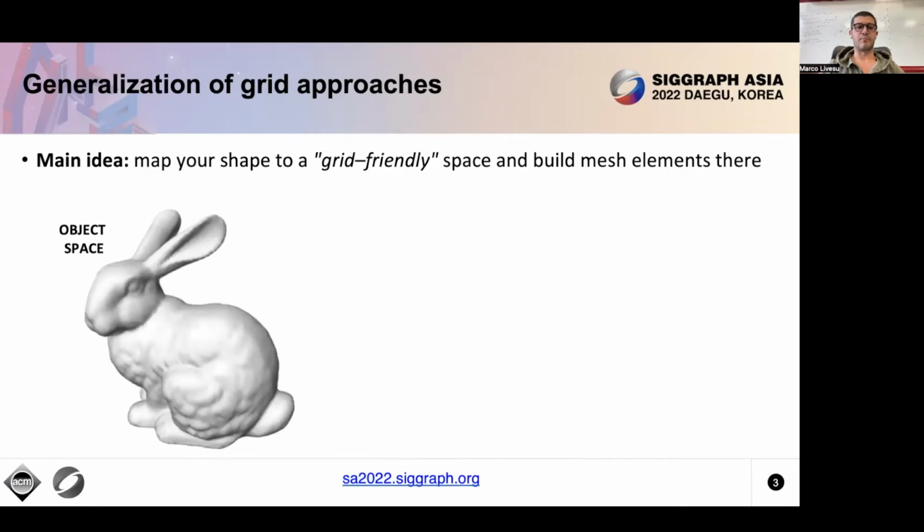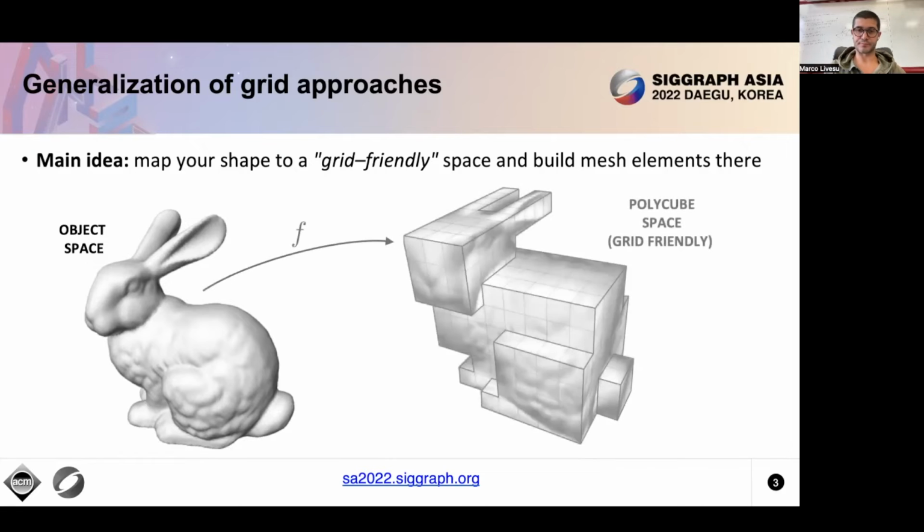So the idea behind using polycubes for hexahedral mesh generation is to generalize the grid-based approach. We've just seen that grid-based approaches take an object defined in its object space and apply a grid already in object space to compute the connectivity of a hexahedral mesh. Here, we want to be a little bit smarter. We want to take our shape and map it to a grid-friendly space where making the connectivity of the mesh will be much easier because the mesh actually is aligned with the grid.